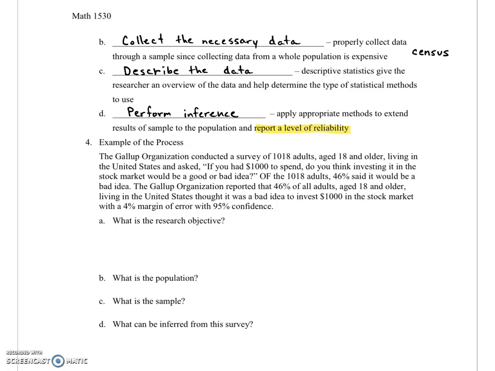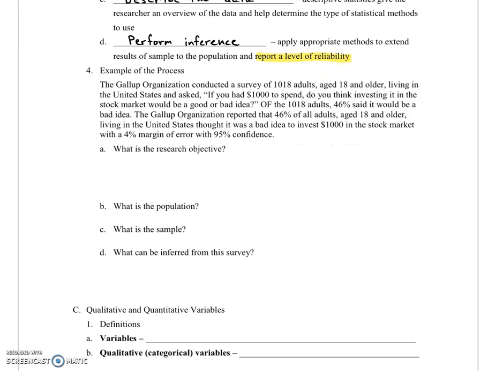Okay, so let's look at an example of this process. The Gallup organization conducted a survey of 1,018 adults age 18 and older living in the US and asked, if you had $1,000 to spend, do you think investing it in the stock market would be a good or a bad idea? Of the 1,018 adults, 46% said it would be a bad idea. The Gallup organization reported that 46% of all adults age 18 and older living in the United States thought it was a bad idea to invest in the stock market, with a 4% margin of error with 95% confidence. So, what is the research objective here? Well, what did they ask? They said, if you had $1,000 to spend, do you think it would be a good or bad idea to invest in the stock market?